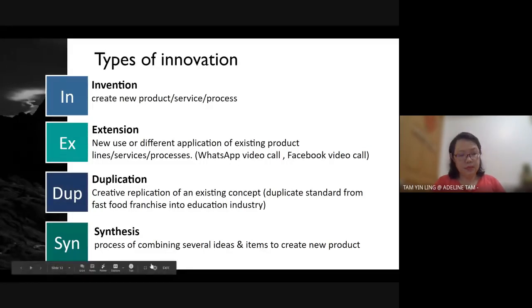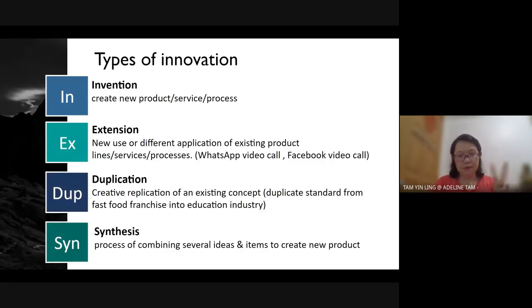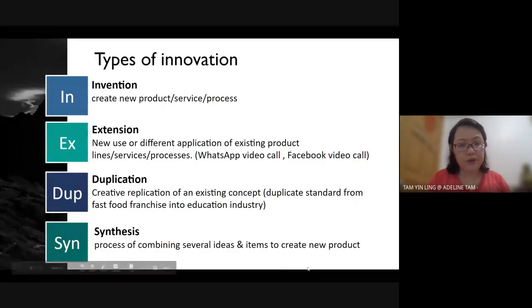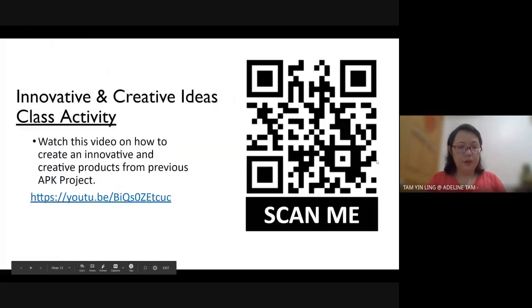And synthesis means you combine different products to become a new product. For example, before that, our handphone was just for sending message and calling people, two things. But after that, we added the camera into the handphone. So now your handphone is also your camera. You don't need to buy a big camera now. You just need a good handphone to take a picture, for example. All right. So this is for unit two.